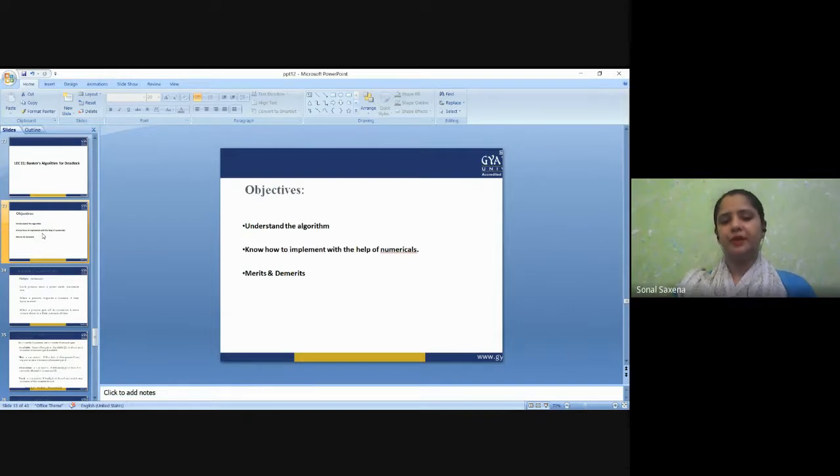With the help of numericals, I'm going to show you how to solve some of them, because it will help you in your main examinations as well. And with the help of this, we are going to understand how this algorithm works. And lastly, we'll be seeing what all are the merits and the demerits of this algorithm.